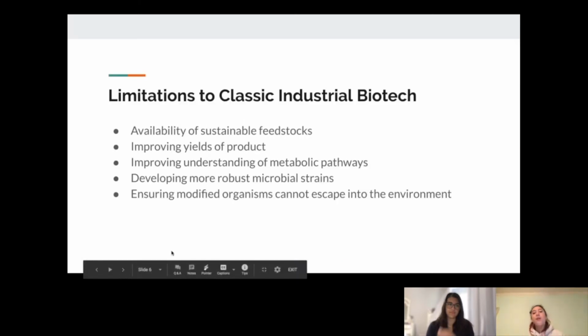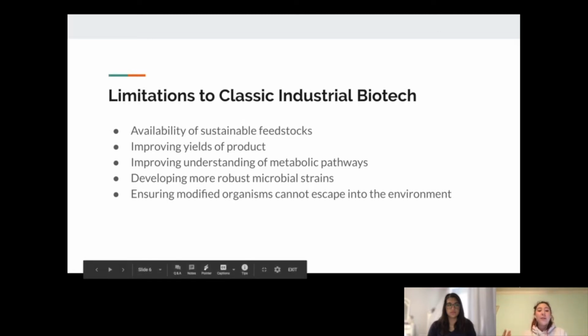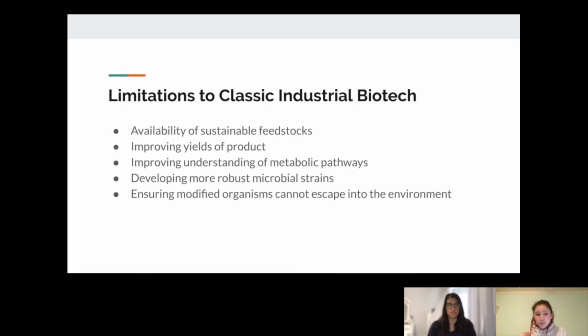So, limitations to classic industrial biotech. We can obviously think of industrial biotech as a really amazing thing, and in many ways it is. However, there are still many limitations on the ways that we understand industrial biotech that place limitations on how much we can use it today. The first is availability of sustainable feedstocks. When we talked about feedstocks, we talked about first generation versus second generation feedstocks.